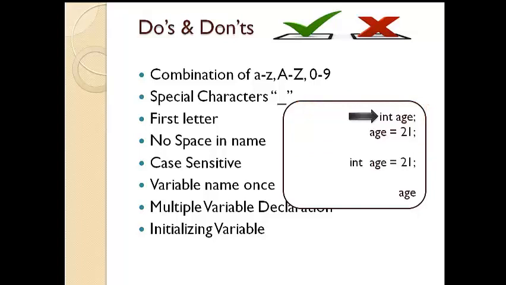Then what is meant by initializing? It means assigning the value to the variable at the time of declaring itself. See, in the second case, I have declared a variable as int age. While declaring itself, in the same line, it is assigned a value. It is called initializing a variable.